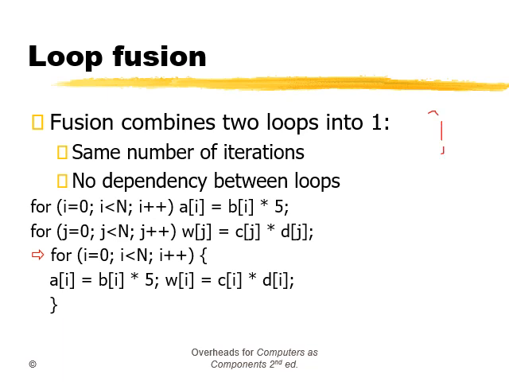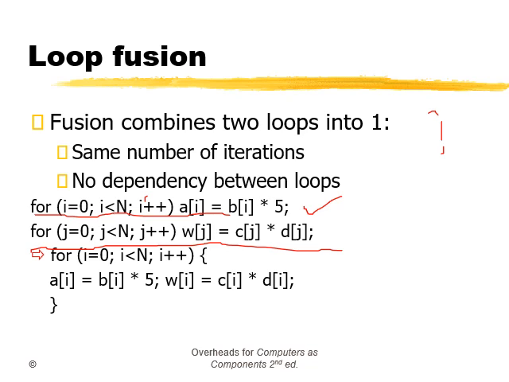Same number of iterations, no dependency between the loops. So here you can see that we have one loop in which we are multiplying B with 5 and storing its array elements in A, and n can be any number. And here we are also multiplying C and D and storing the result in W. So we can see that there are no dependencies between these two loops.